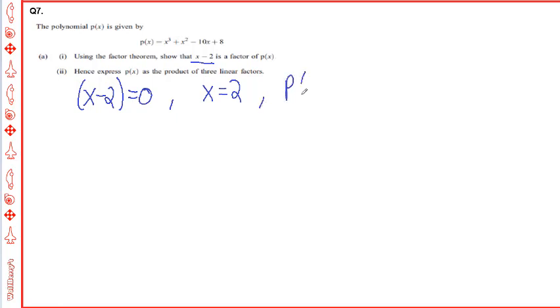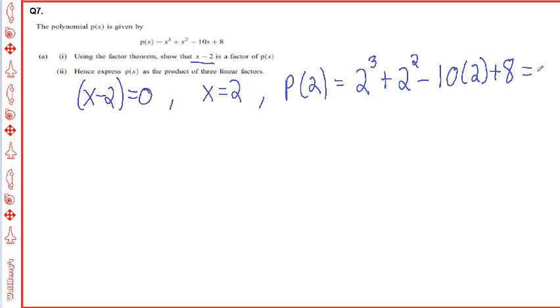So it becomes p of 2, so instead of x we're putting 2 inside, is equal to 2 to the power 3, which is 8, plus 2 to the power 2, which is 4, minus 10 times 2, which is 20, plus 8. Plug these in and you get a value of 0. So yes, indeed, this is a factor of this. It means this divides into this, which goes on to part B.